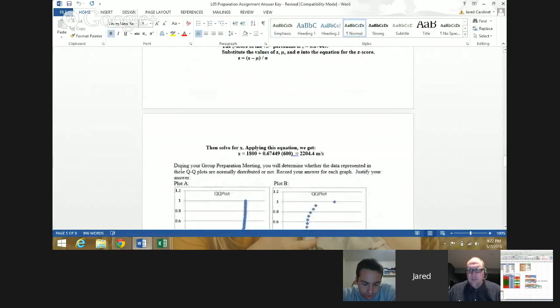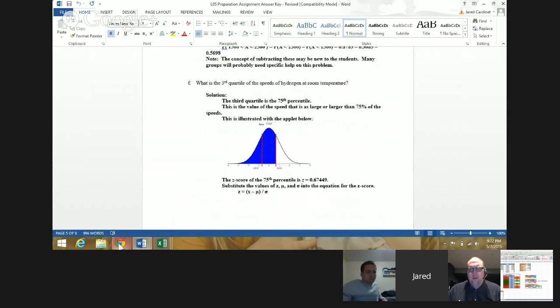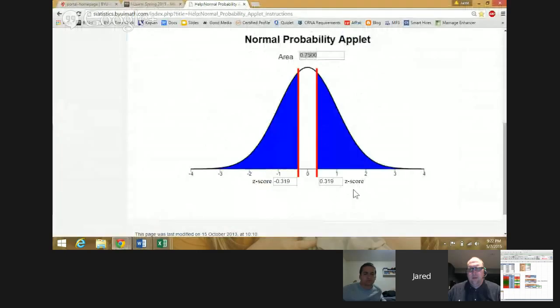Okay, so what you do is you type in 0.75 to the top value of the applet. Yeah, we did that, and it gives you the upper value, which should be 0.319. It says 0.67. Yeah, they have 0.674 or 0.675 for their z-score. That doesn't make any sense. That's wrong. It can't be right, because you can see that I put 0.75 up here, right?